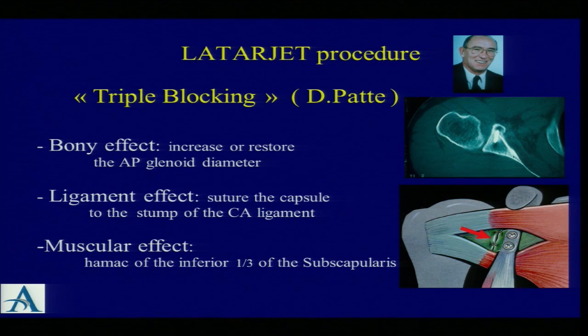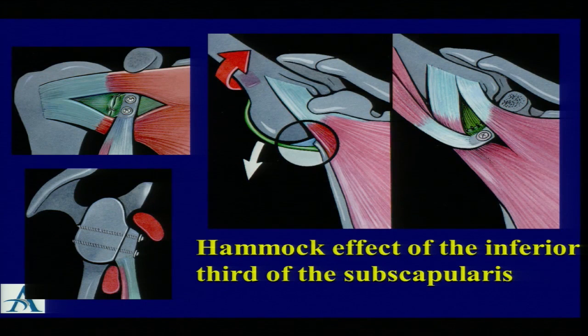So the technique described by the French will tell you to leave a piece of what is the coracoacromial ligament attached to the coracoid, and when you finish your repair, you can tighten the capsule by doing a little bit of a suture to that stump of the CA ligament. And that's the second effect. And finally, the muscular or sling effect, that effect of the inferior 1/3 of the subscapularis, as the arm swings up into abduction, it actually tightens and holds the bottom of the humeral head in its place, keeping it from dislocating.